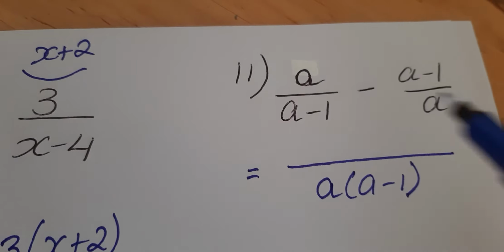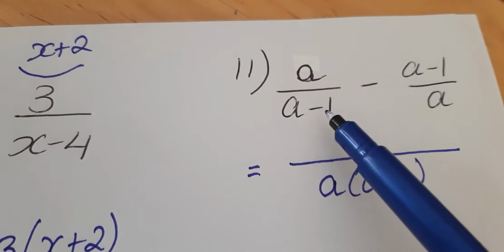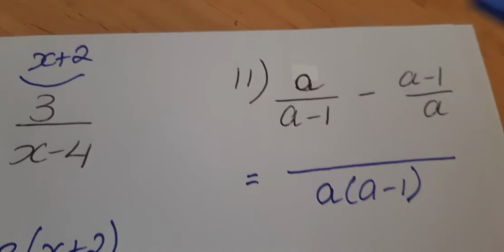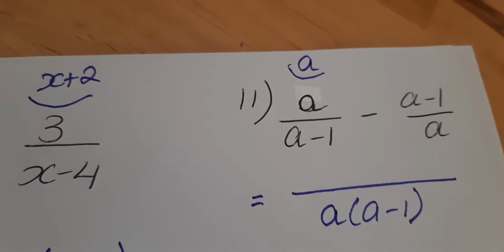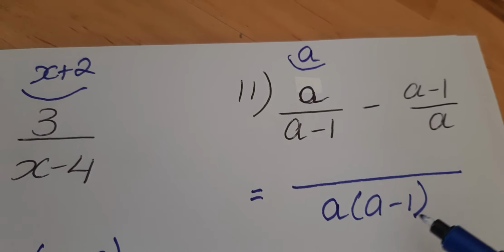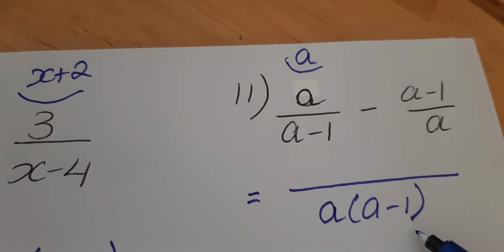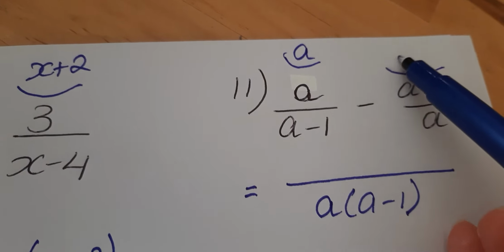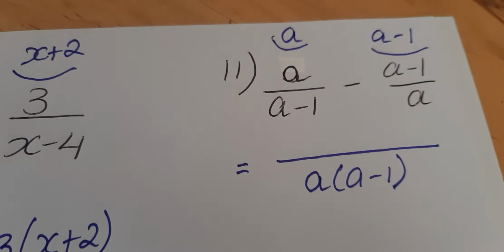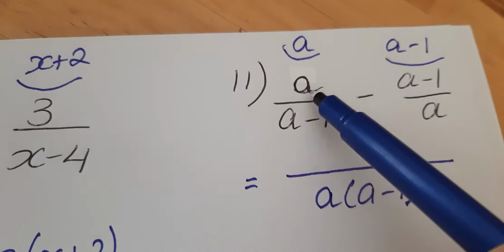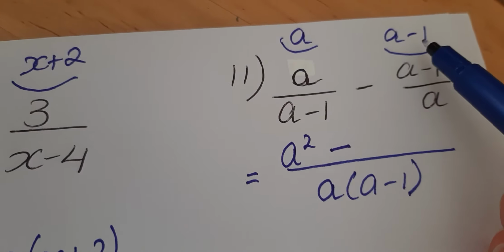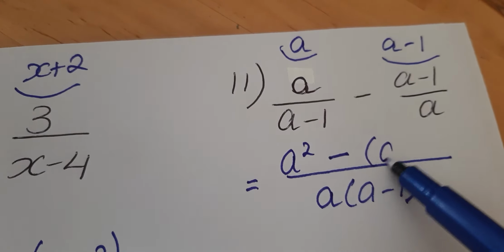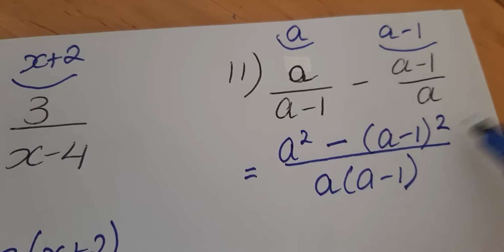And now I'm thinking, what do I multiply that A minus 1 by to end up with this? I multiply it by A. And what do I multiply this A by to end up with A times A minus 1? I multiply it by A minus 1. A times A is A squared, minus A minus 1 times A minus 1. That's A minus 1 squared.